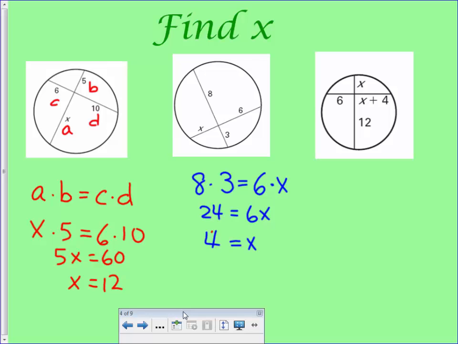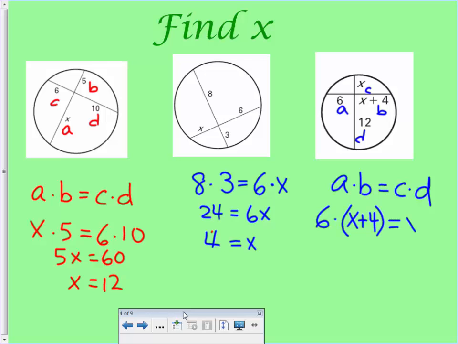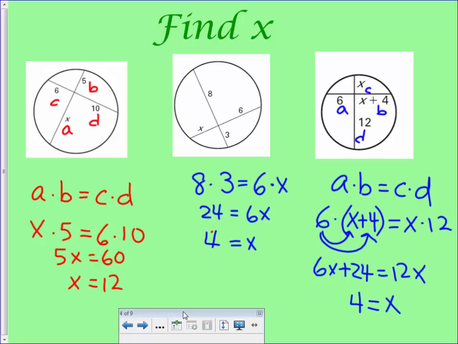Now take a minute to look at example number 3. It looks complicated, but just go ahead and follow the same formula. Okay, so what we're going to do is remember A times B equals C times D. So that's A, B, C, and D. So plug it in. 6 times parentheses X plus 4, don't forget your parentheses, equals X times 12. Use your distributive property. You have 6X plus 24 equals 12X. You should be able to solve the algebra. If you get it right, your answer is going to be X equals 12.